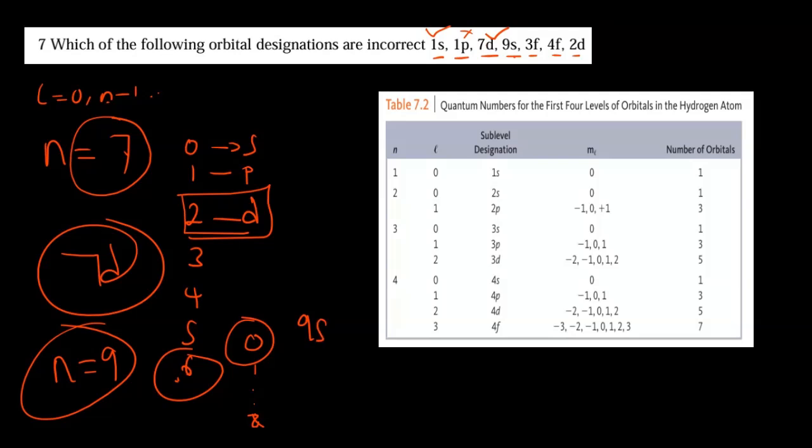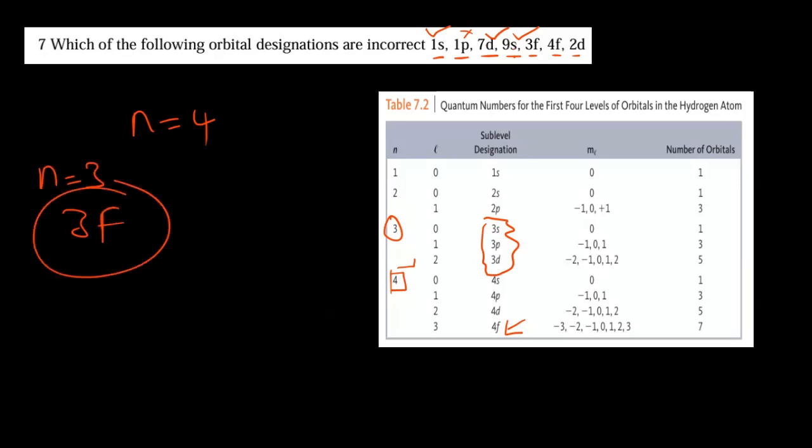And then the 9s also exists, when our n is what? 9. So our n is 9. I'm going to have 0, 1, 2, all the way up to 8. So this 0 here will correspond to 9s. Okay, and this is what I'm seeing there. So this one is correct.